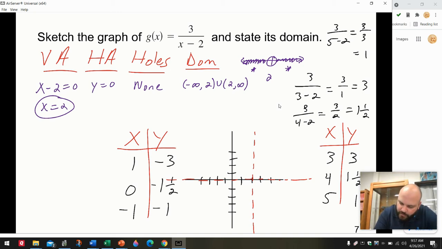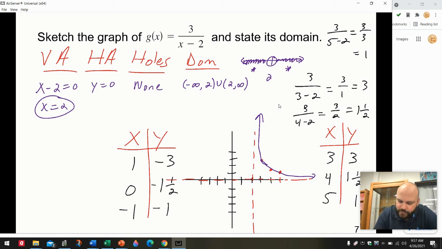So we'll start with (3, 3). (3, 3) starts right there. Then I have (4, 1 1/2). And then I have (5, 1), which would be right there. So you can kind of see what this graph is doing. It is curving. So as it approaches and it goes down here, it's going to flatten out because of that asymptote on the bottom. And in a similar fashion, as this graph comes up, it is going to curve and end up going almost straight up in the air.